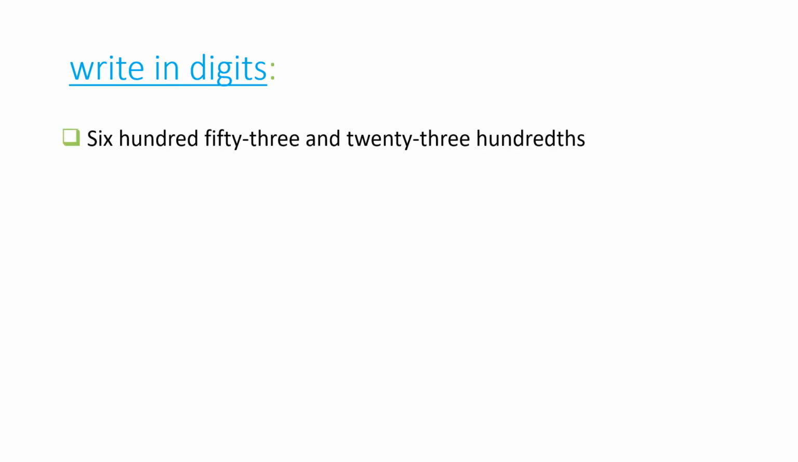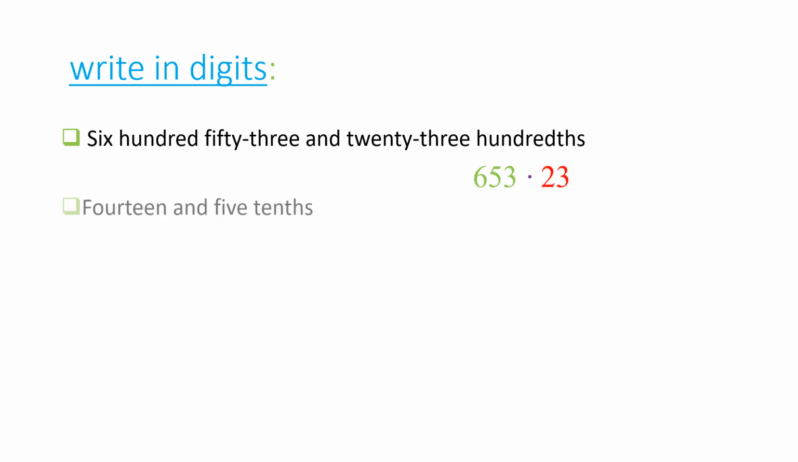Here he asked you to write in digits. Write in digits 653 and 23 hundredths. Let's write it in digits. It will be 653. After that I will put the decimal point, and after that we are going to write 23 hundredths. Hundredths means 2 digits after the decimal point, which are 2 and 3, which is 23.